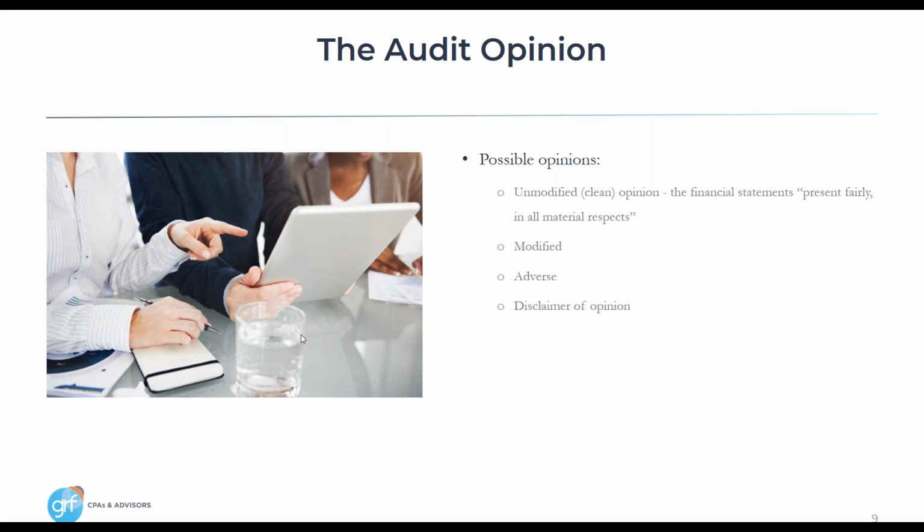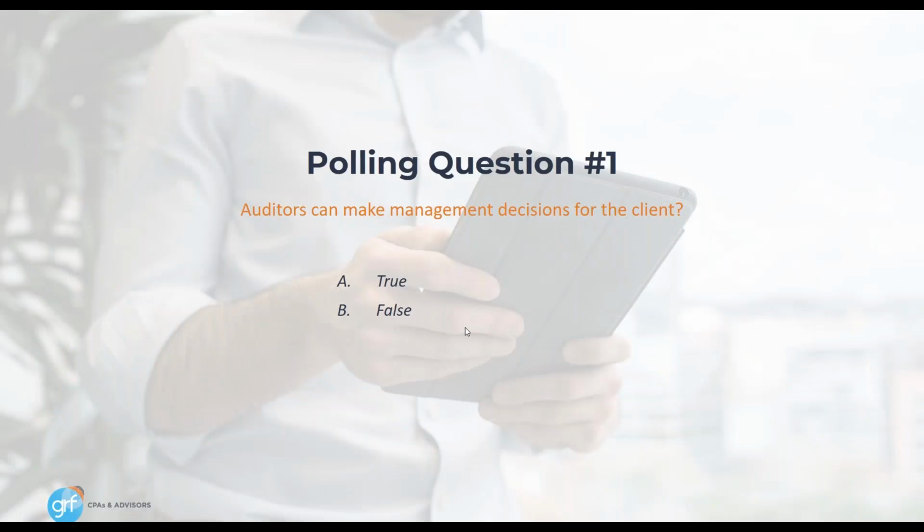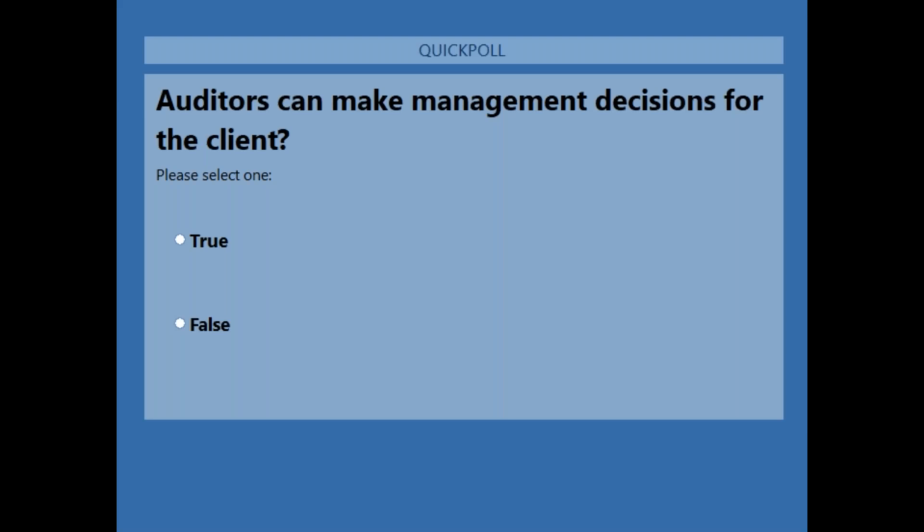And with that, I will turn it over to Kim for our first CPE word and our first polling question. Thank you, Walt. For our first polling question today, our question is, auditors can make management decisions for the client. Answer A is true and answer B is false. Please take a moment now to answer.